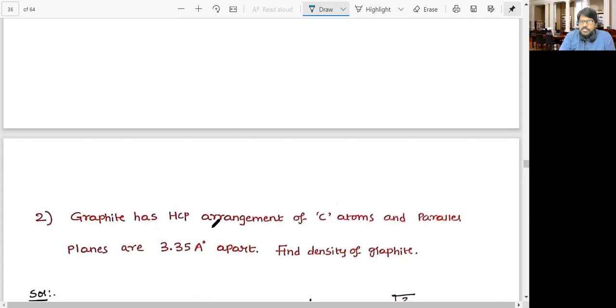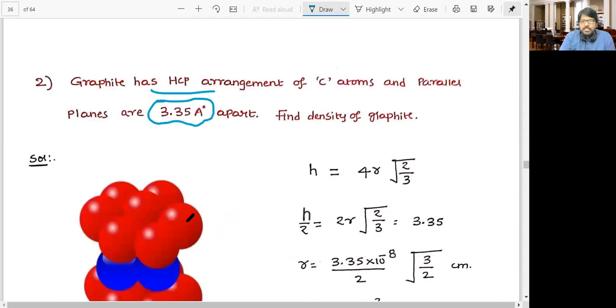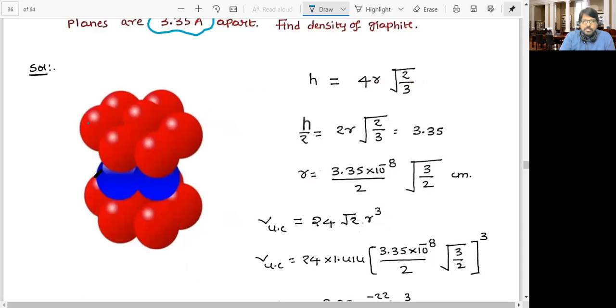Graphite has HCP arrangement. Graphite is an allotrope of carbon. And the distance between parallel planes is 3.35 angstroms. Find the density. Graphite is an HCP unit cell. And here, what is the given data? So this is the first layer, this is the second layer, this is the third layer. And he gave this value. What is the value? 3.35 angstroms.